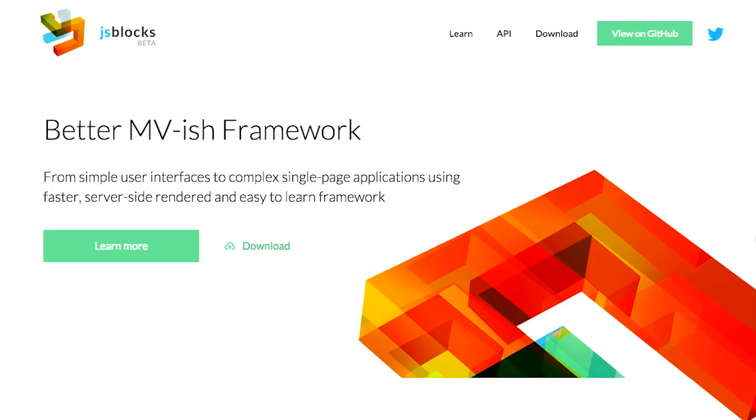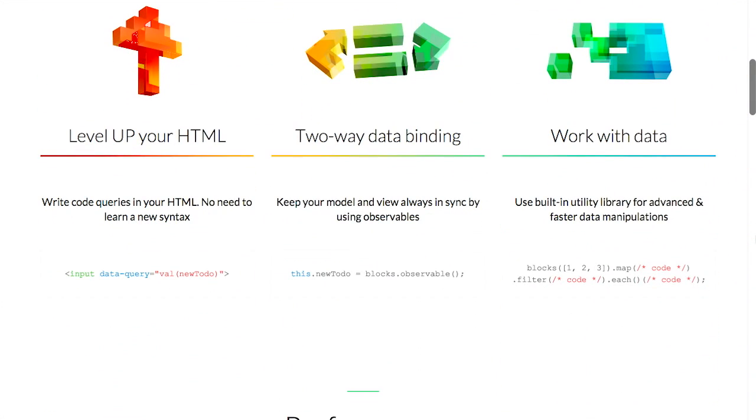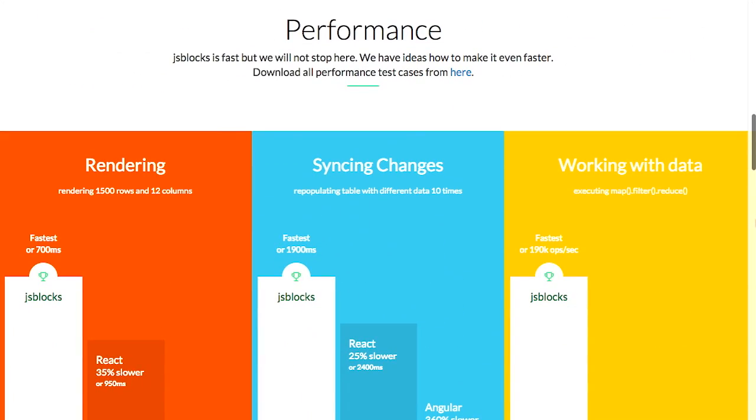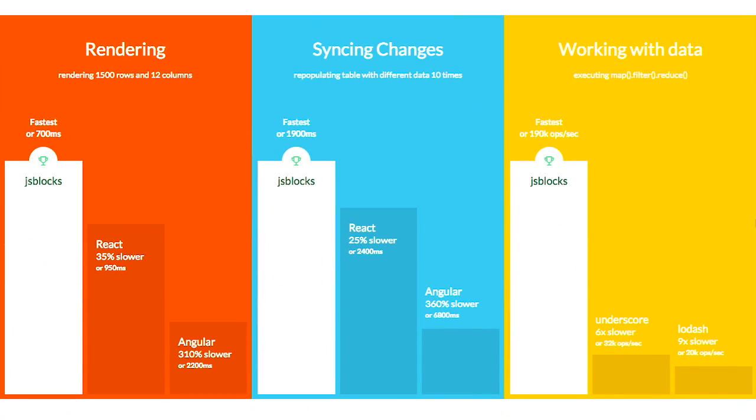Next up, we have a project called Jas Blocks. This is a, quote, better MV-ish framework. Now, what's really nice about this framework, it supports all the things that you would expect from a JavaScript framework. It's been a couple weeks since we talked about one, but this supports two-way data binding, and it has a nice built-in utility library for fast data manipulations. Also, it is really, really fast.